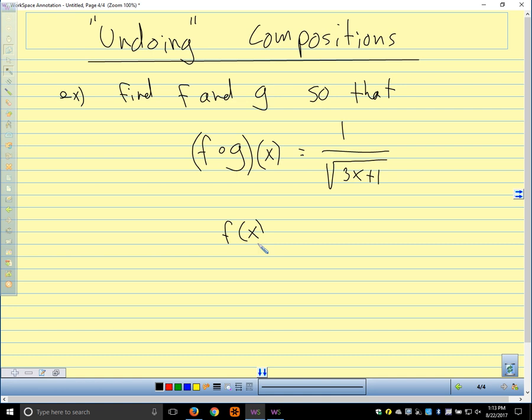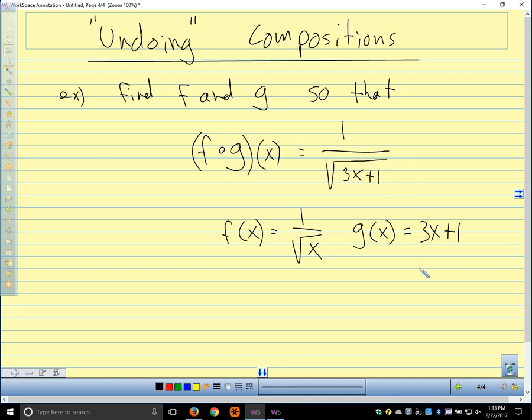So what's the easiest way to do it? What could f of x be? We could say 1 over, did you say square root of x? All right, that's one way to do it. 1 over square root of x. So then what would g of x have to be? g of x would be 3x plus 1. And then when we made that composition, it would give us this.